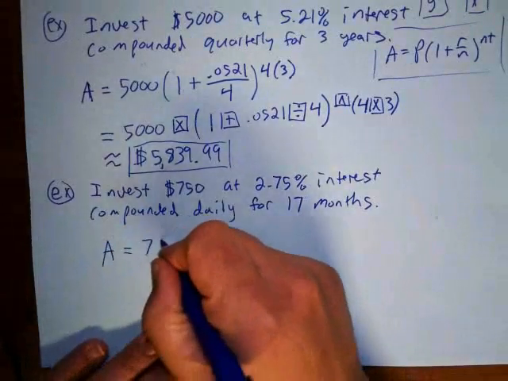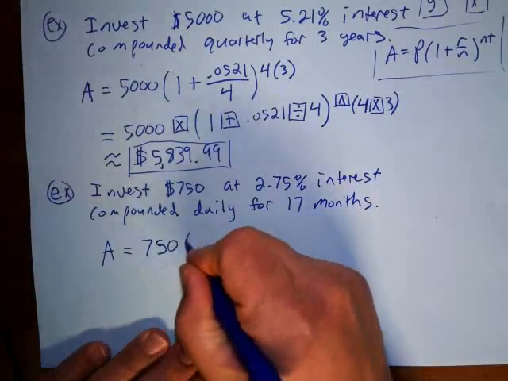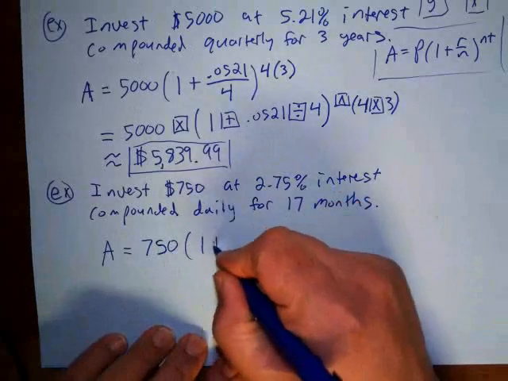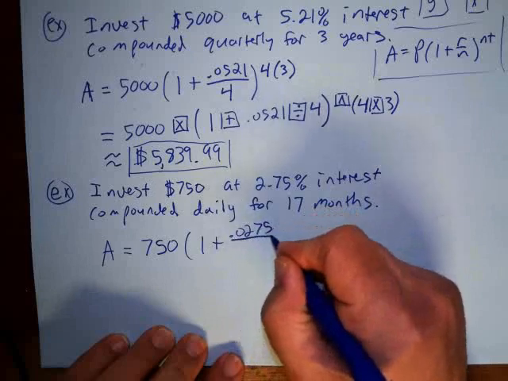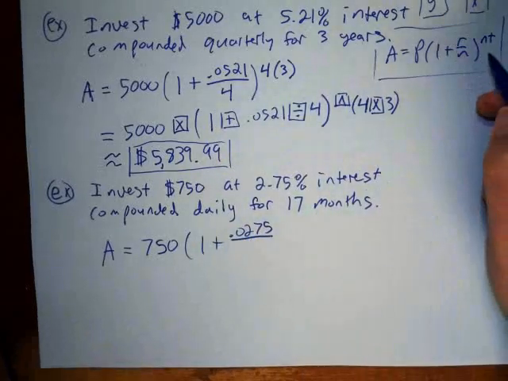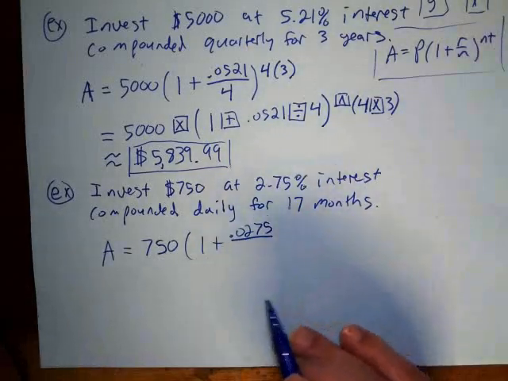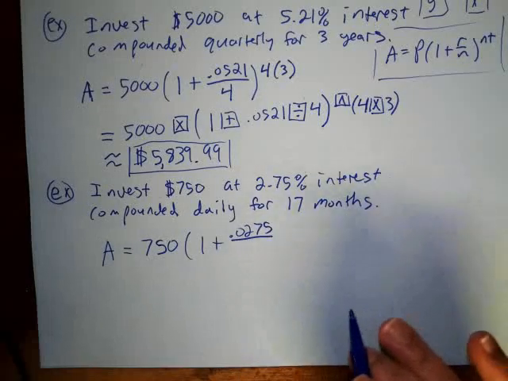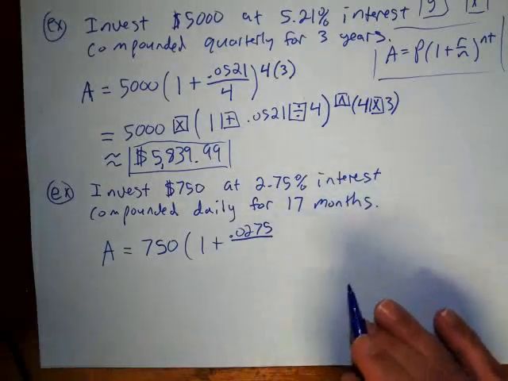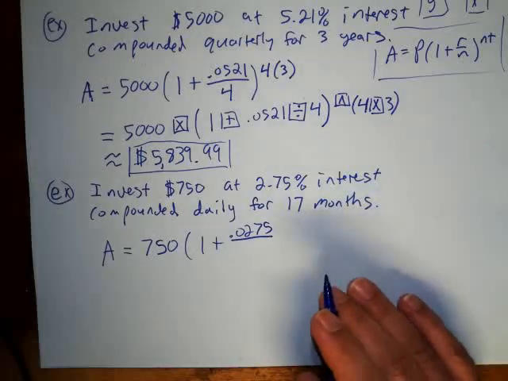So it'll be $750 is my principal. And then I'll have 1 plus 0.0275. So now it's compounded daily here. So what that means is it's getting compounded every day. So they're adding the interest in every day. So there's always a little bit more every day that it's calculating interest on.